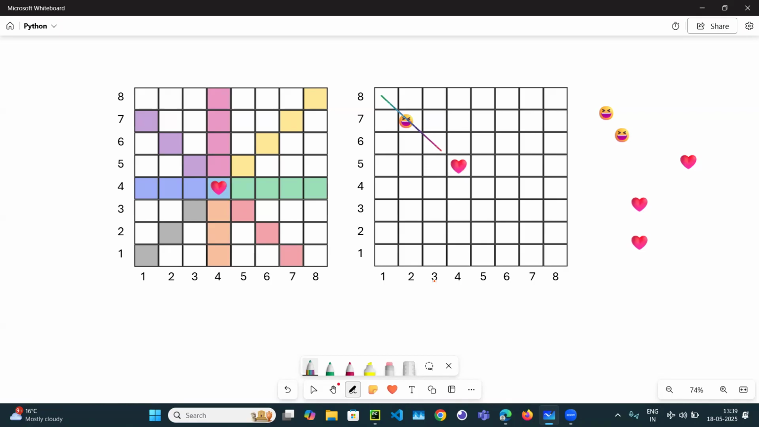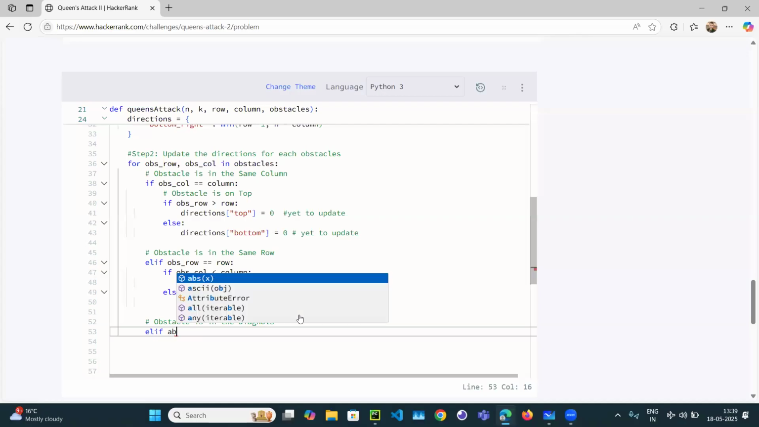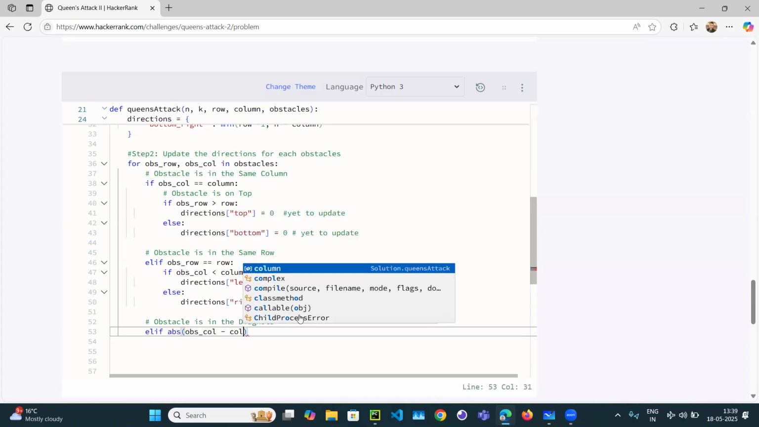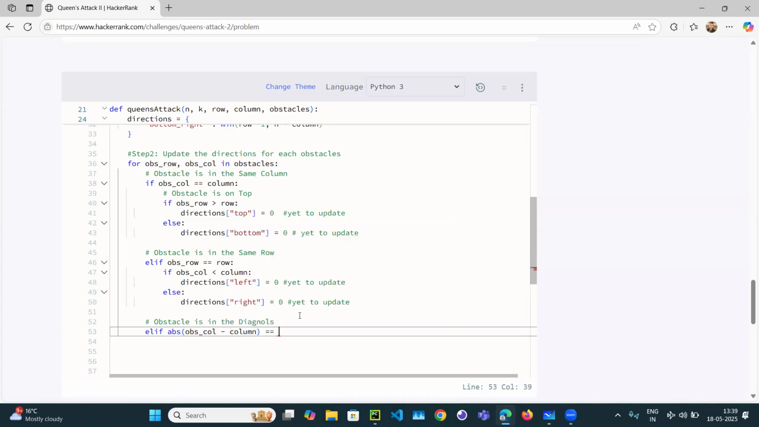And if both are same, which means it is in the diagonal. And you have to do absolute of obstacle column minus column equal to obstacle row minus row. If it is like that, which means the obstacle is in the diagonal.